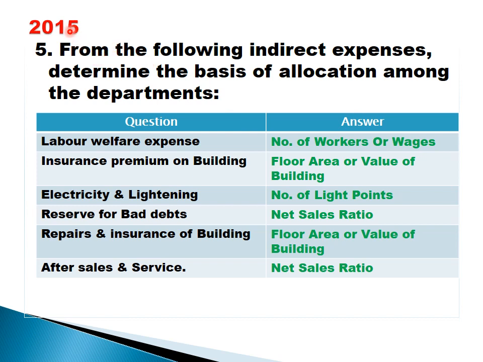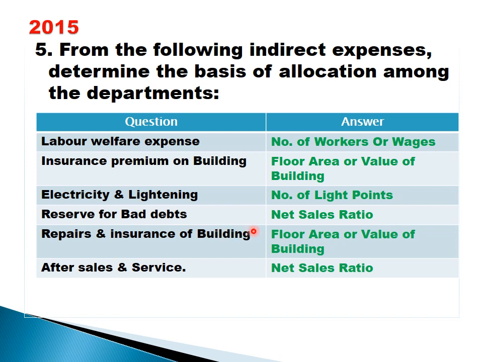Fifth question. It has come for 2015 BCom of Bangalore University. From the following indirect expenses, determine the basis of allocation among the departments. Labor welfare expenses to be distributed on the basis of number of workers or wages. Insurance premium on building to be distributed on the basis of floor area or value of building. Electricity and lighting to be distributed on the basis of light points.